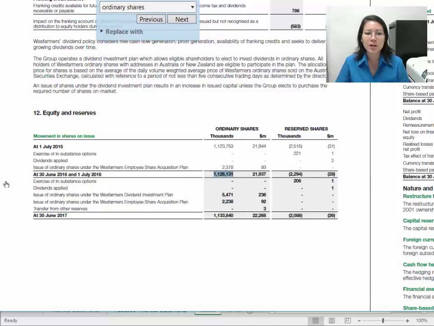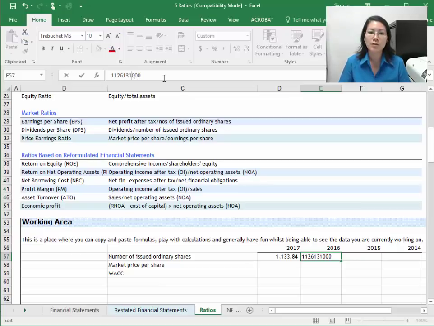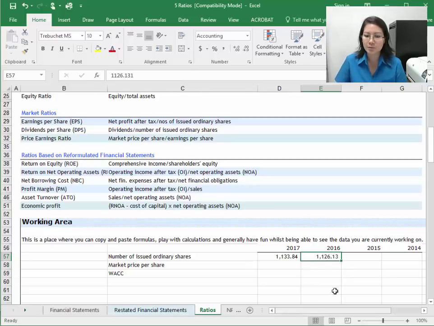Let's move on. So for 30th of June 2016, my number of ordinary shares for 2016 is 1126131. Go back 6 decimal points, 1, 2, 3, 4, 5, 6, and put a dot in there. Let's increase my decimals as well.